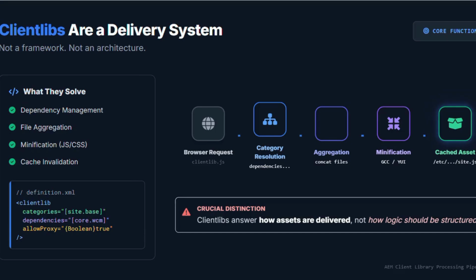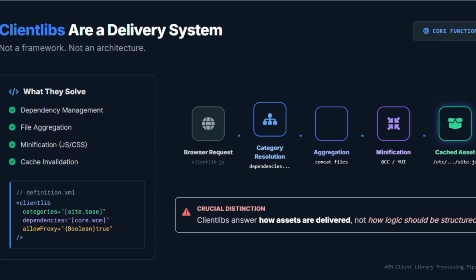Second, aggregation. Instead of sending 15 JavaScript and CSS files to the browser, AEM concatenates them into fewer files. This reduces network requests. That's a delivery optimization, not an architectural decision. Third, minification. Client libs can compress JS and CSS using tools like UglifyJS or GCC. Again, this is about payload size, not code quality, not modularity, not design patterns.